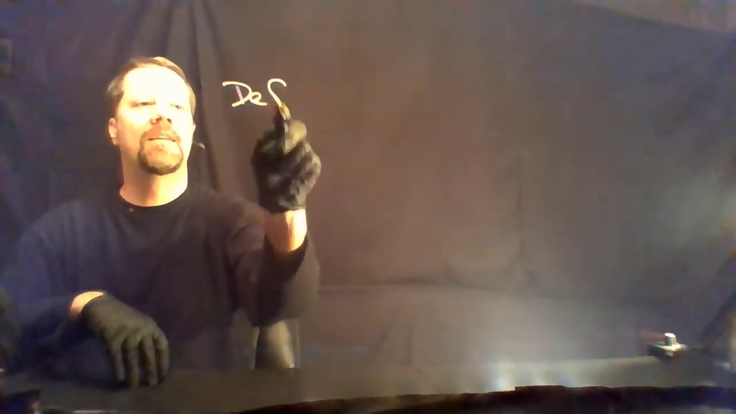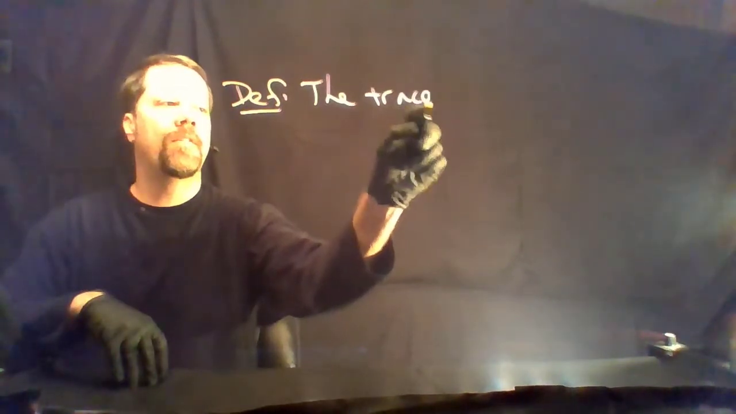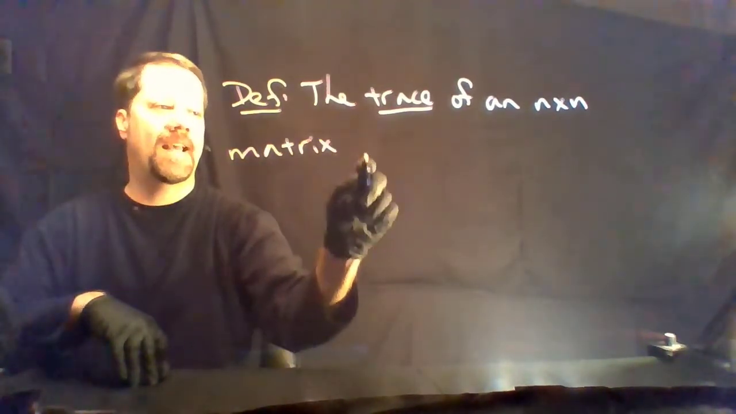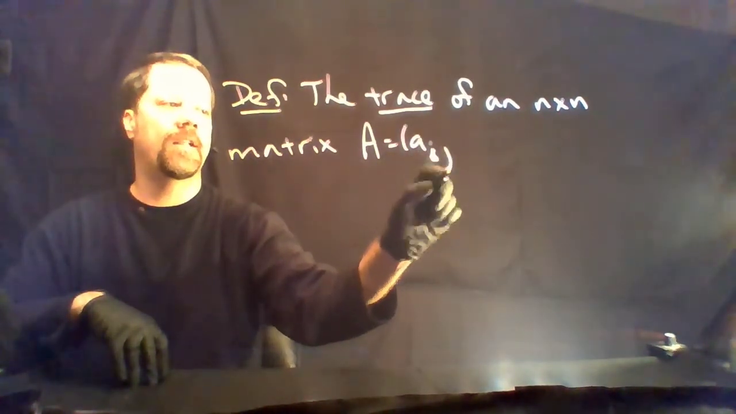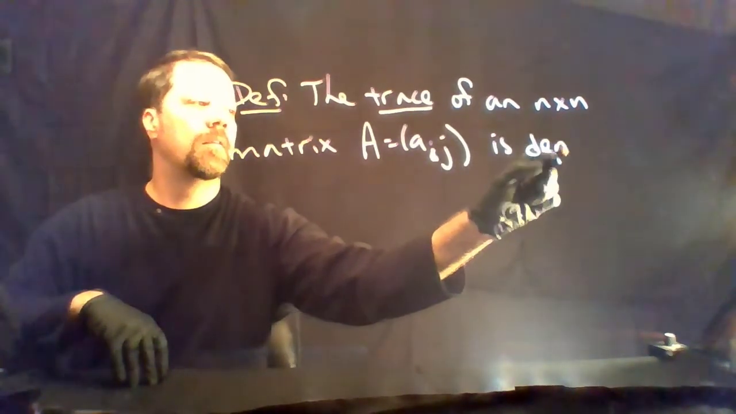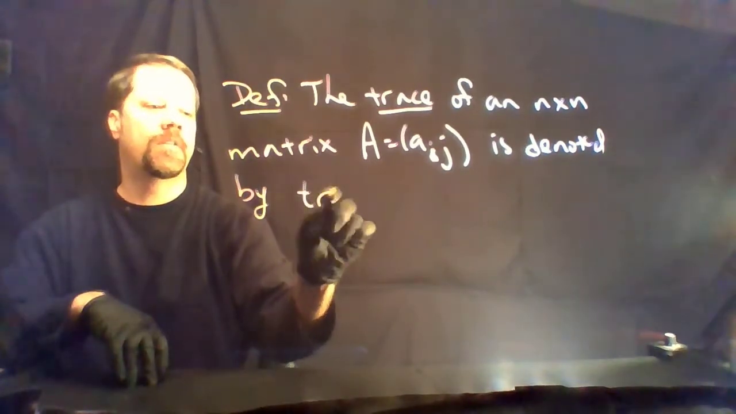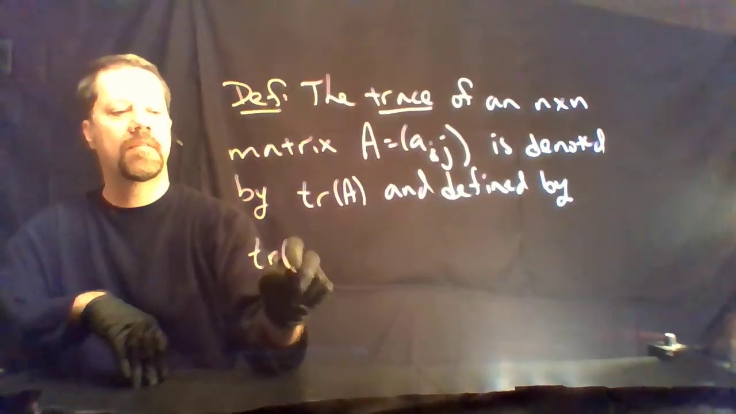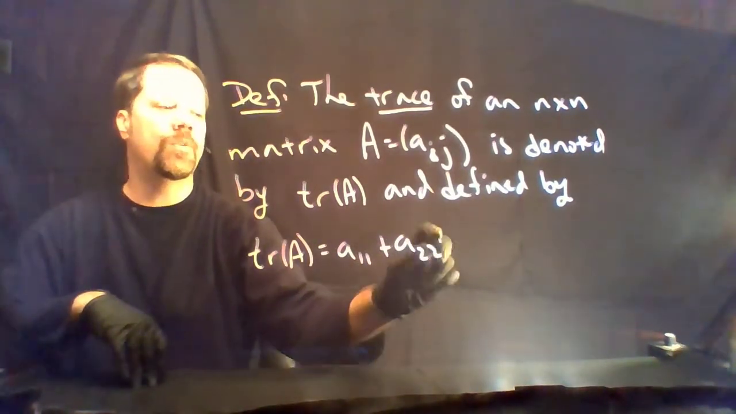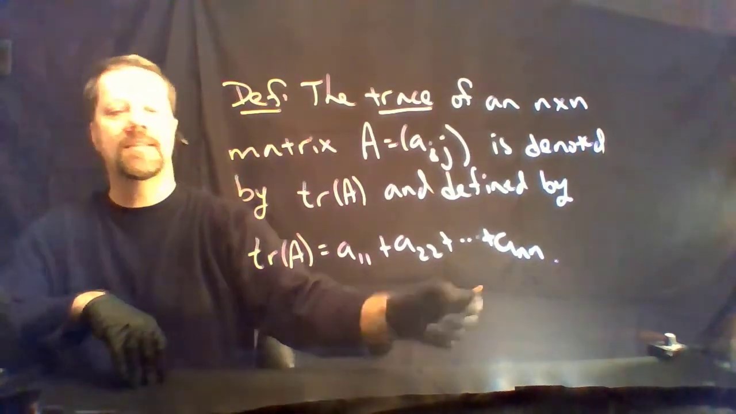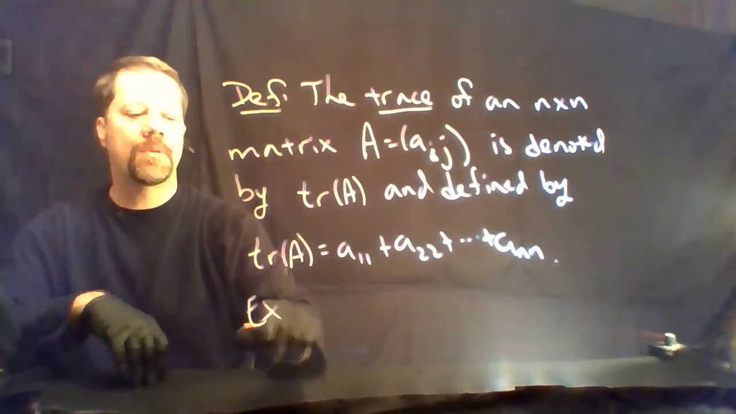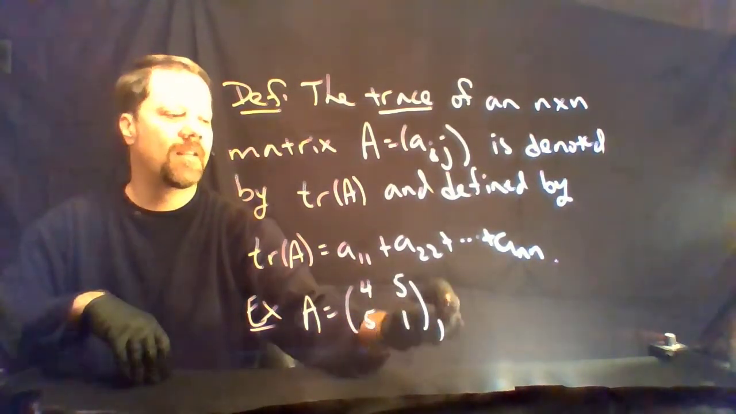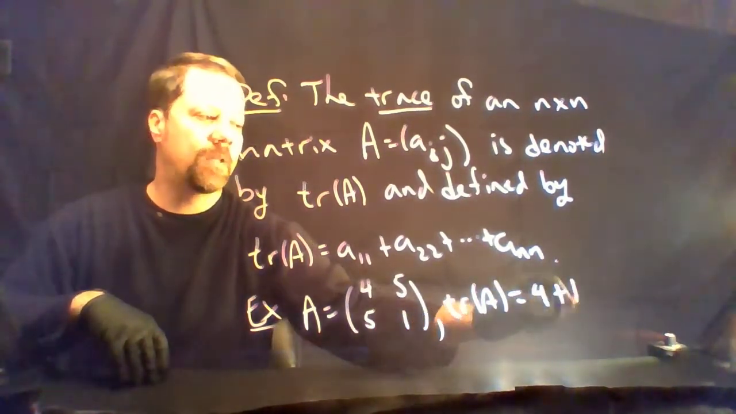Now, the trace of an n by n matrix A, which has entries a_ij, is denoted by the trace of A and defined by the trace of A is a11 plus a22 plus ann, i.e. it's the sum of the diagonal elements of the matrix A. So for example, if I have the matrix A equals 4, 2, 5, 1, then the trace of A is going to be 4 plus 1, which is 5.